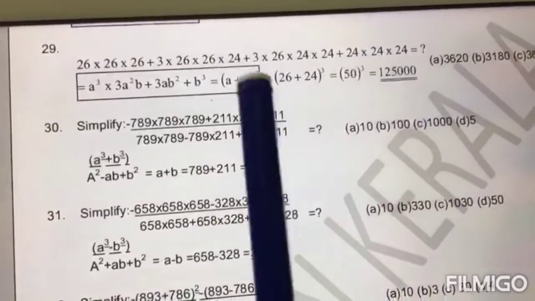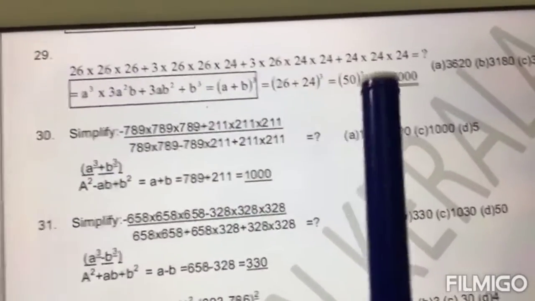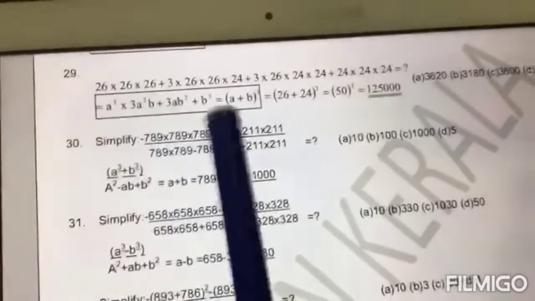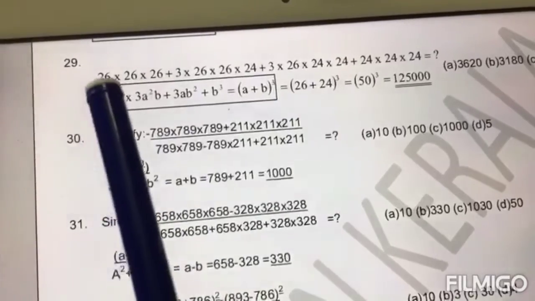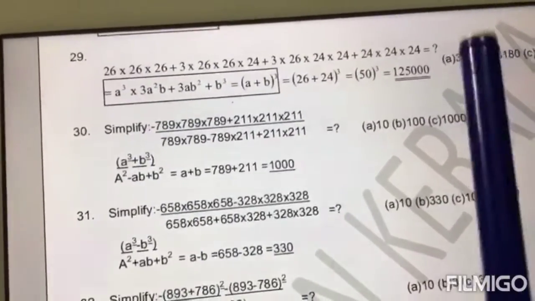Once you have identified this, just simply use this formula. 26 plus 24 whole cube, which is 50 whole cube, which is 1,25,000. Very simple, right? So you should know these formulae so that when you see the expanded version or simply the formulae, you will know what the next step is.